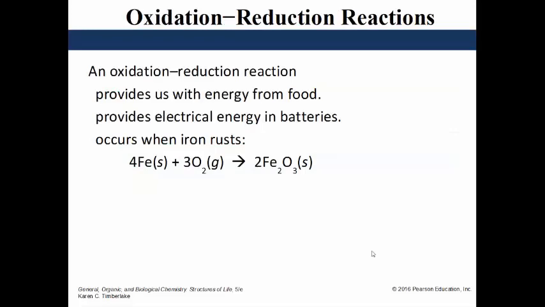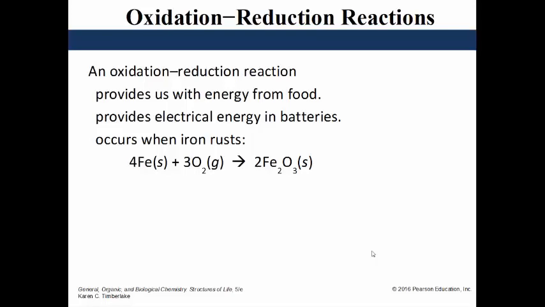All right, next we'll move on to a different class of reactions, oxidation reduction reactions, or redox reactions. Now these are incredibly important, incredibly common. This is how we get energy from the food that we eat, to turn the glucose that we eat into a usable form of energy for our cells. It will help provide energy in batteries.